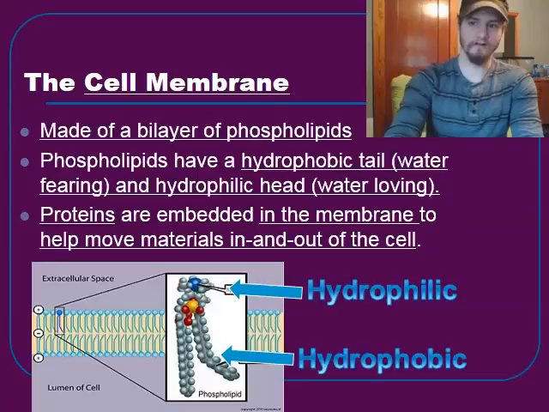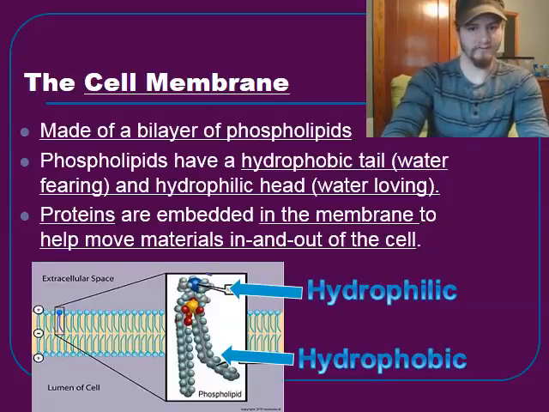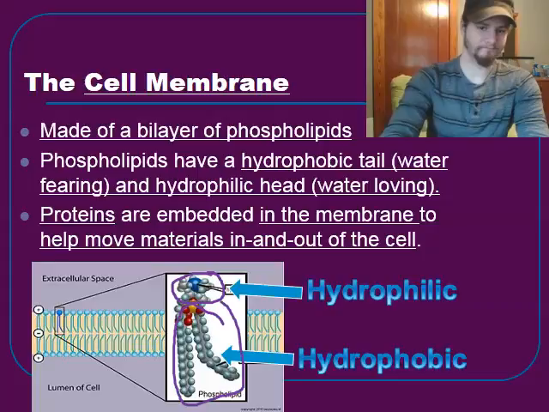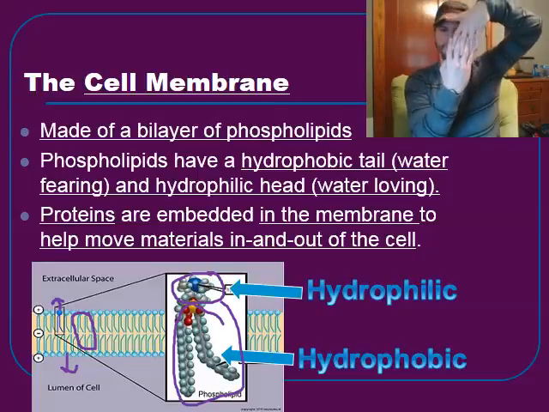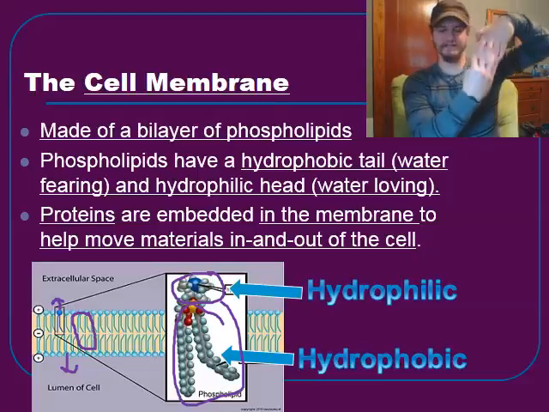So if you all go ahead and take a look down here, we have our hydrophilic head, hydrophilic meaning it loves water, and we have our hydrophobic tail. If you take a look at this, the heads are all facing outwards, either into the extracellular fluid or the intracellular fluid, whereas the tails, which are hydrophobic, are facing each other, making kind of a water-sealed barrier between the inside and outside of the cell.